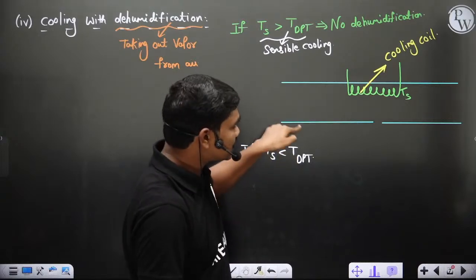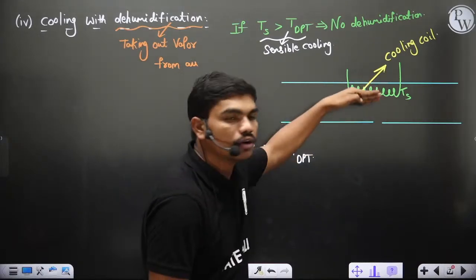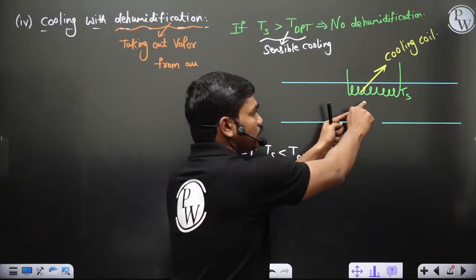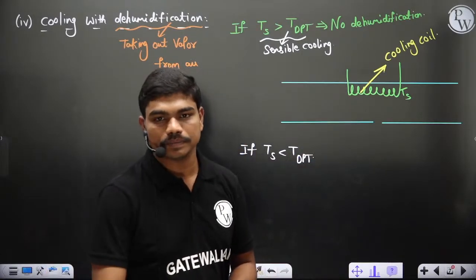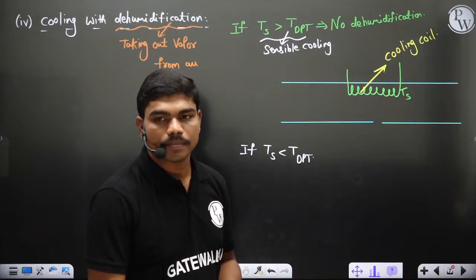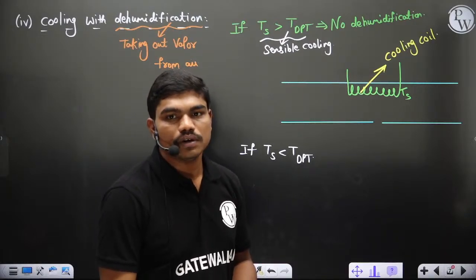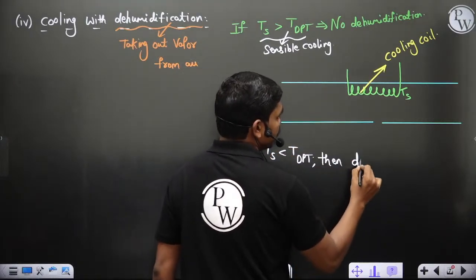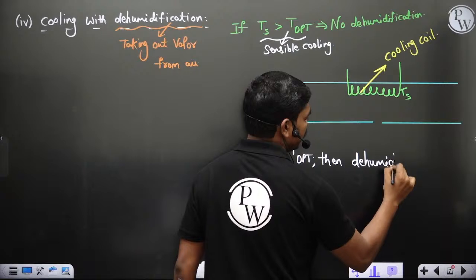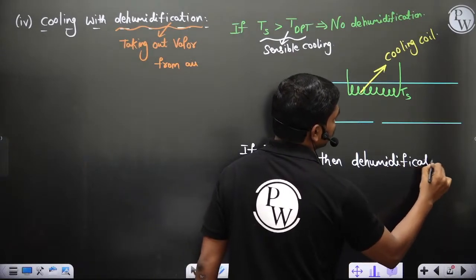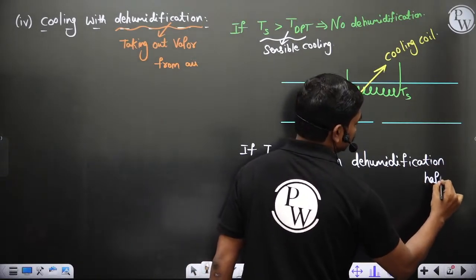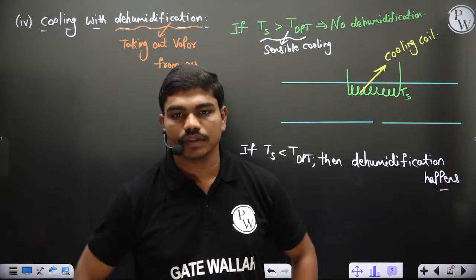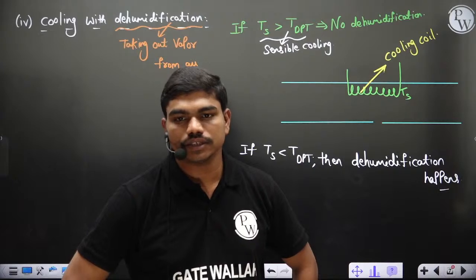Now, if Ts is less than T_dpt, then what happens at this total pressure or these PV conditions? By the time air touches this cooling coil, the air gets cooled so much that some part of the vapor present in the atmosphere will get condensed. Yes or no? If this is the case, then definitely dehumidification happens at this point.